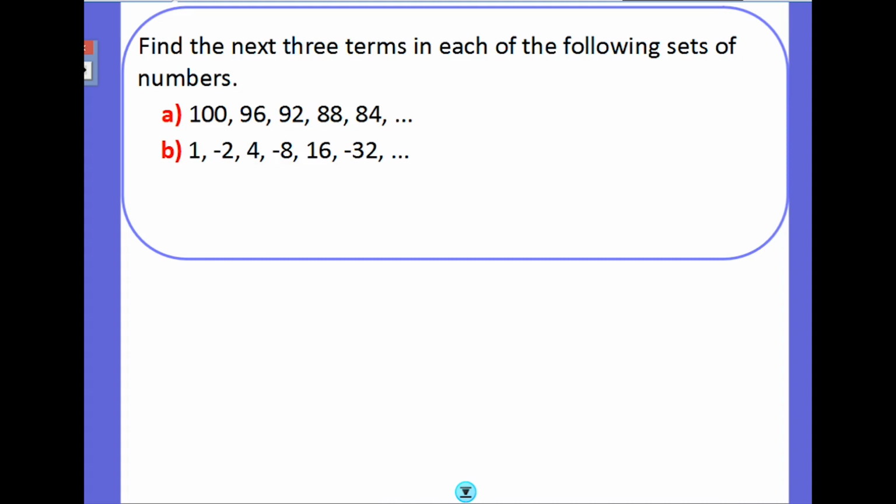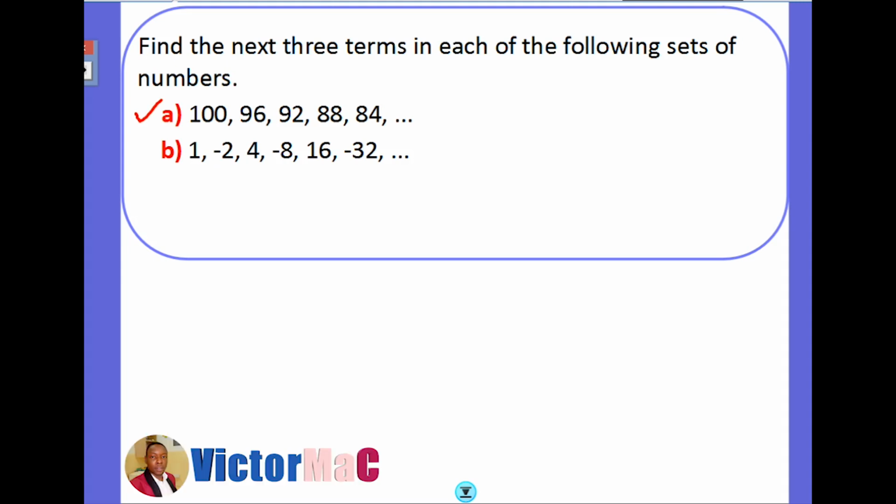Now, before we wrap up, let's see this example. Find the next three terms in each of the following sets of numbers. Now, the same way, how do I know whether this sequence is an arithmetic sequence or geometric sequence? Looking at the first example here.